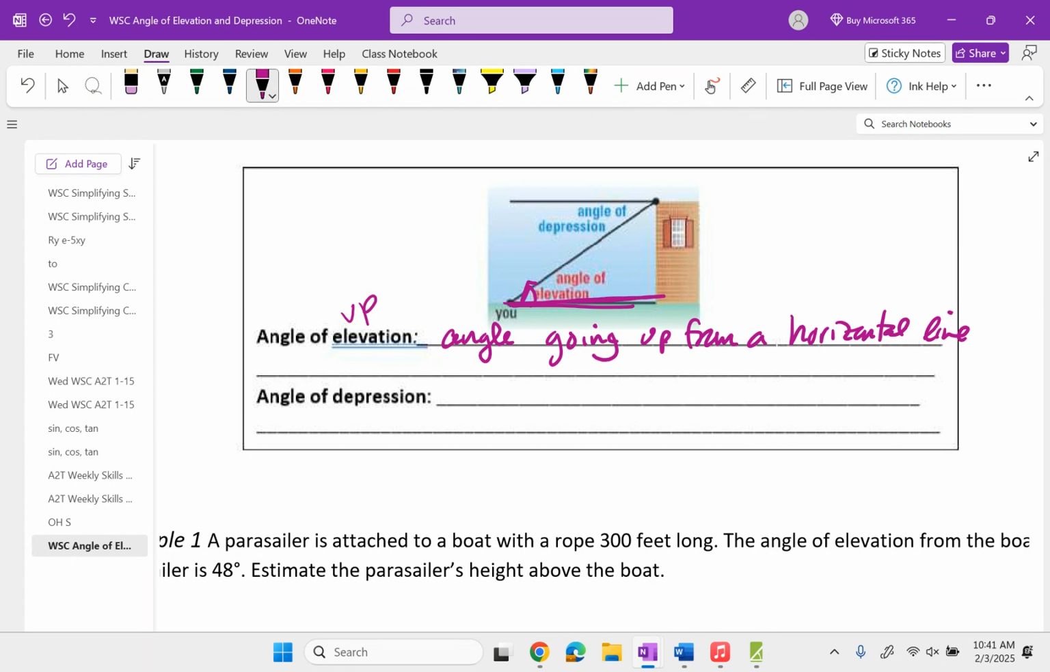All right, when we are depressed, we say that we are what? Down, right? We're feeling down. So the angle of depression is the down angle. It's the angle going down from a horizontal line. And again, that's really important. This is the one people usually mess up, okay?